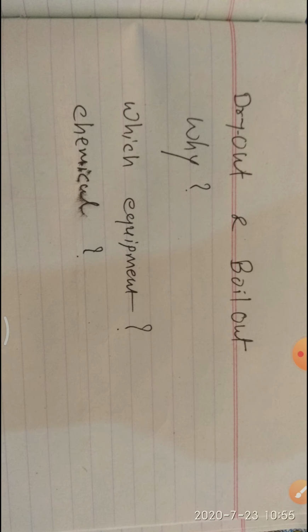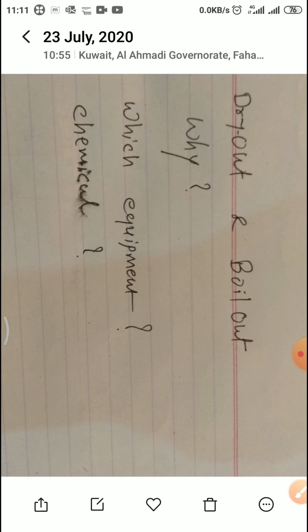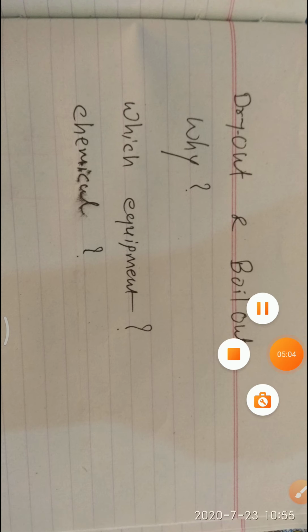Here, boil out and dry out are not separate activities, it is a parallel activity. So after all the above points are healthy, we start alkali boil out and dry out.